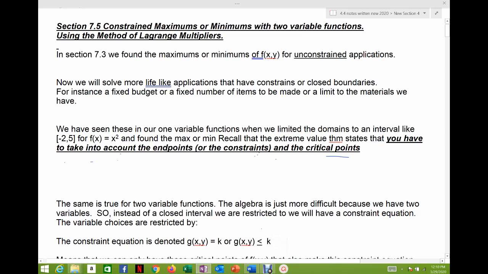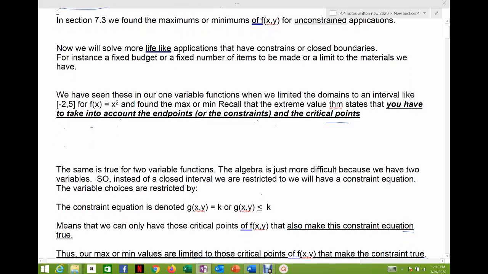So today we're going to start the last section. We skipped 7.4, we're moving on to 7.5, which is a special type of optimization for multivariable functions. So what we're looking at here is multivariable functions where there's a constraint. We're still going to be finding the optimum value, the maximum or the minimum, but there's a limitation to what we can find. The method we'll be using is the method of Lagrange multipliers.